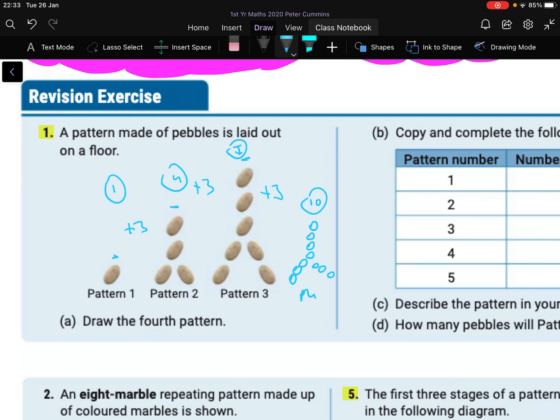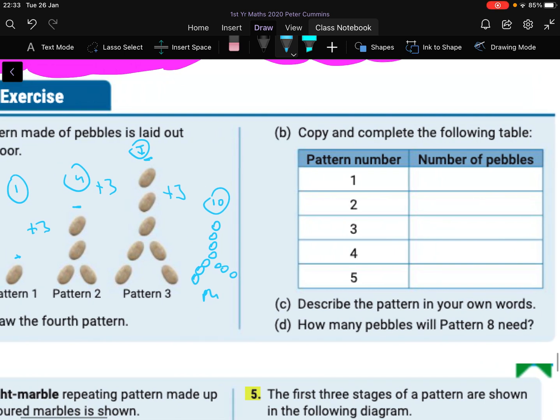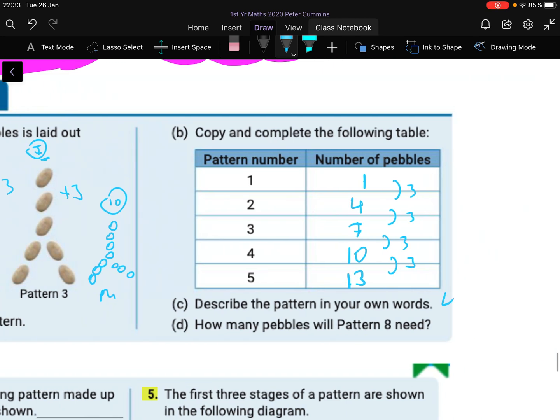For part B, they want you to fill in the pattern numbers. Pattern number 1 had 1 pebble, pattern number 2 had 4 pebbles, pattern number 3 had 7, and the one we drew had 10. Because we're adding 3 every time, pattern number 5, even though we haven't drawn it, is going to have 10 plus 3, which is 13 pebbles. Because the first difference is the same, it is a linear pattern.